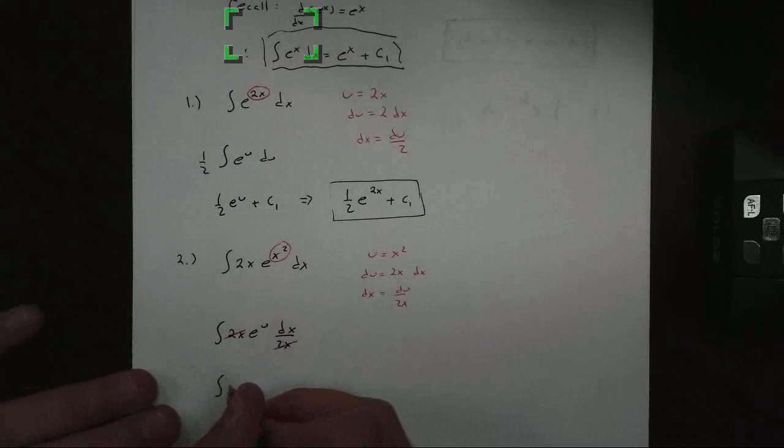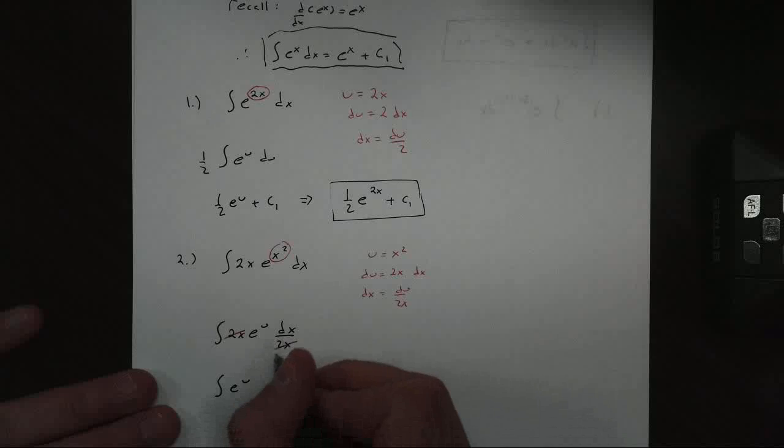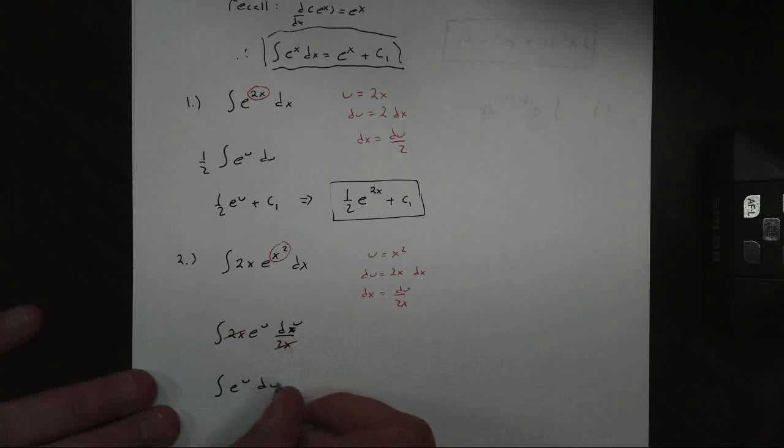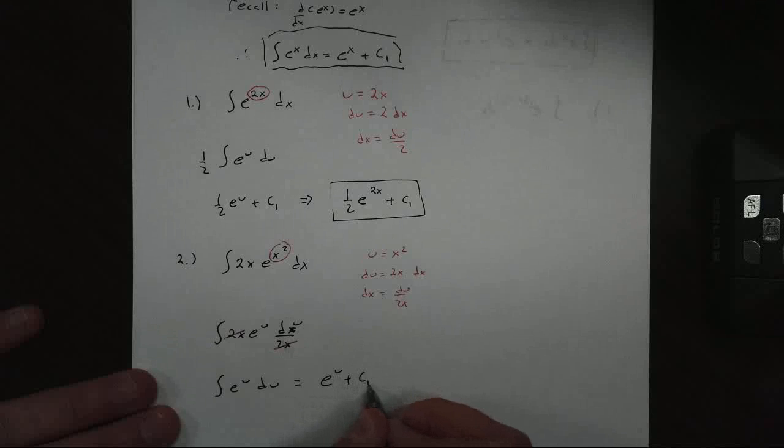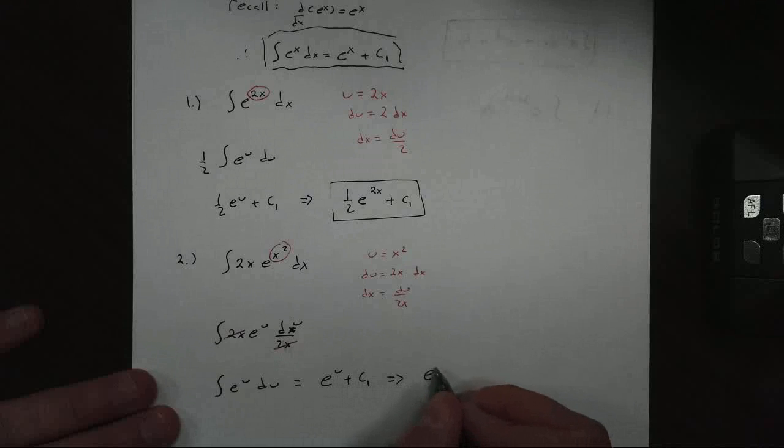So whenever we write this, we get e to the u. Oh, that should be a u there. Sorry about that. du, and the antiderivative, of course, is e to the u plus c1. Or if we want to rewrite that, e to the x squared plus c1.